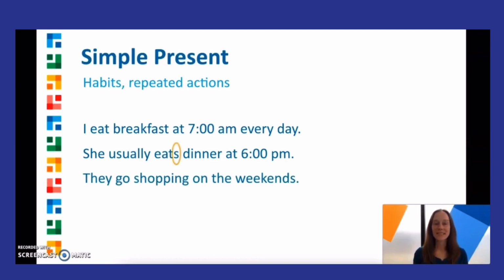In simple present statements, we need to remember to add an S to the verb with he and she. So, she usually eats dinner.